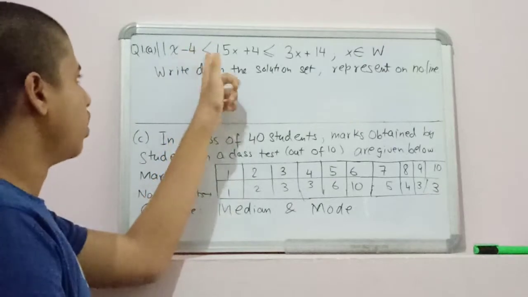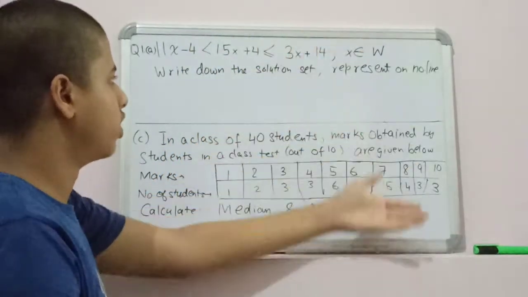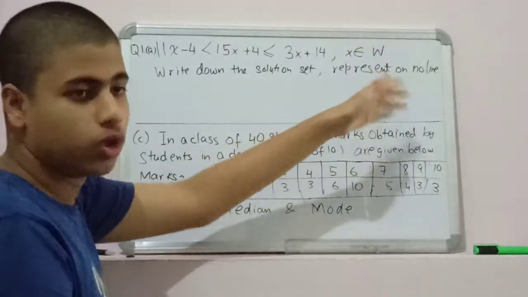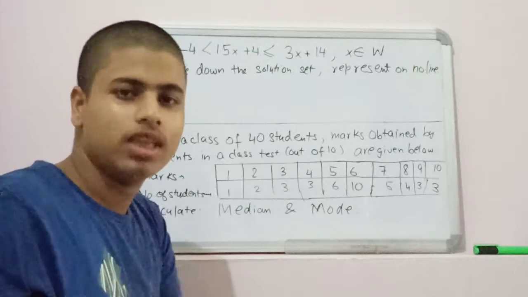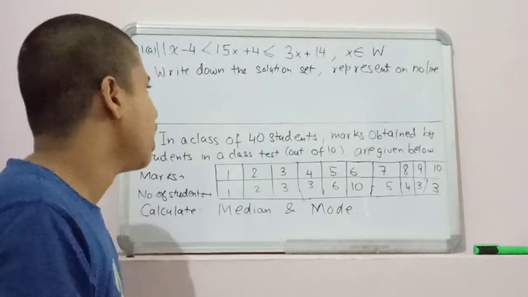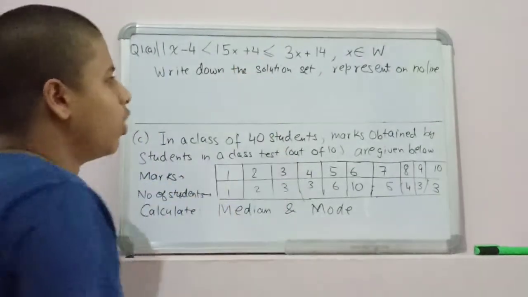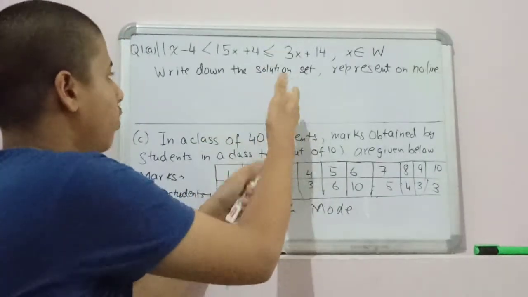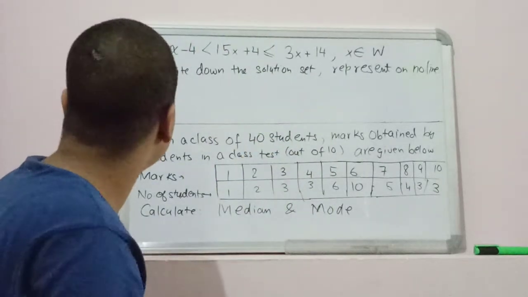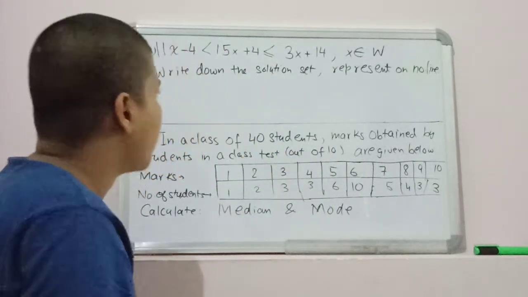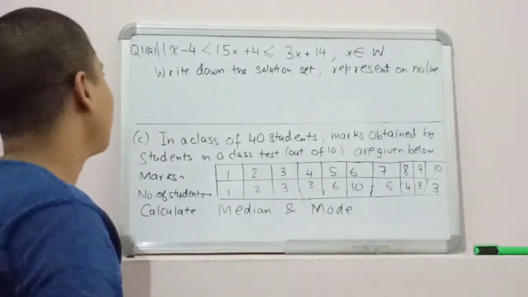11x minus 4 is less than 15x plus 4 is less than or equal to 3x plus 14, and x belongs to whole numbers. What are whole numbers? They are like natural numbers 1, 2, 3, 4, 5, 6, but with a 0 in between. In fact, 0 inclusive. Write down the solution set. We have to write the whole numbers which satisfy this system of linear inequalities and represent it on a number line. Okay, so that's really interesting.